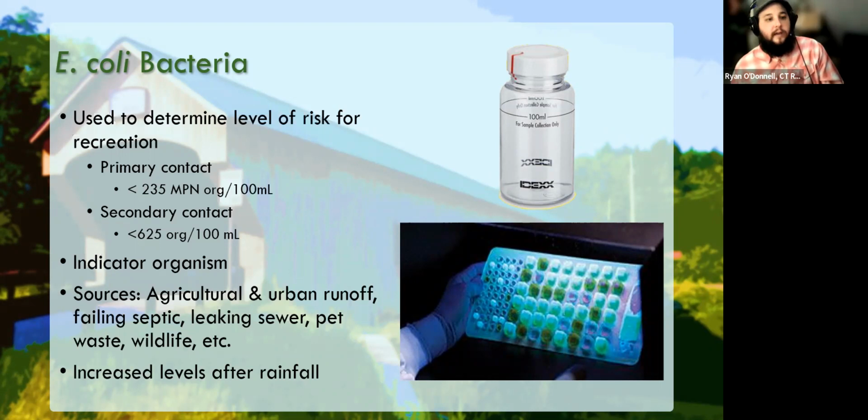Sources of E. coli include agricultural and urban runoff, failing septic systems, leaking sewers, pet waste, and wildlife. And we pretty consistently see increased levels after rainfall. Our volunteers recognize this bottle, we fill that up, and then the fun part is actually in the lab, when you get to put it in these trays and then stick it under a black light to see if it lights up. And that's how we count the bacteria.